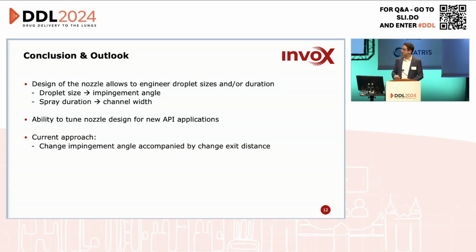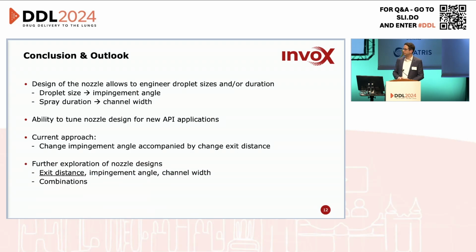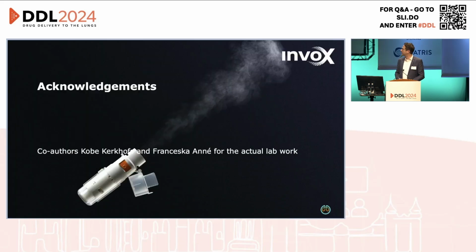In the current approach, as I said, we changed the impingement angle together with the exit distance. So what we want to do in the future is also play with the exit distance and the impingement angle and the channel width and combinations of all these to collect many more data and have better conclusions. This is the onset of the research.